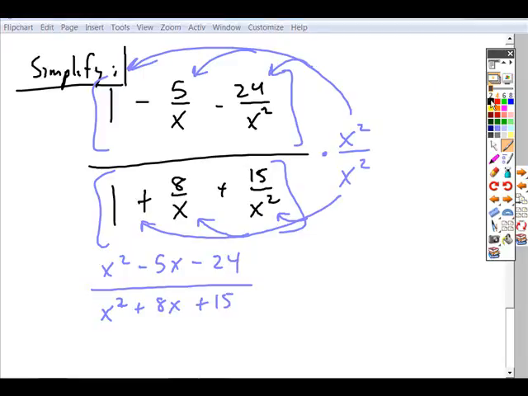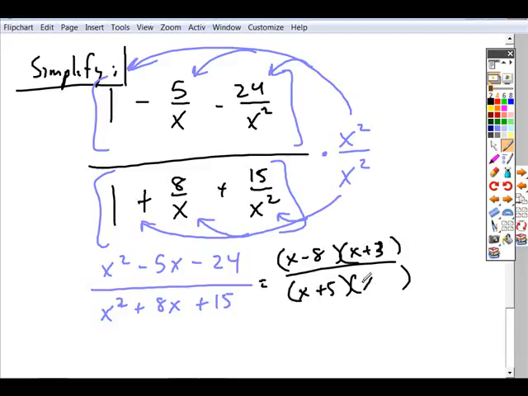So when we simplify this, it's the same factoring that we did. Okay, x minus 8, x plus 3. Here, x plus 5, x plus 3. We're still going to simplify to cancel our common factors. And we're left with our answer, x minus 8 over x plus 5. Same answer.